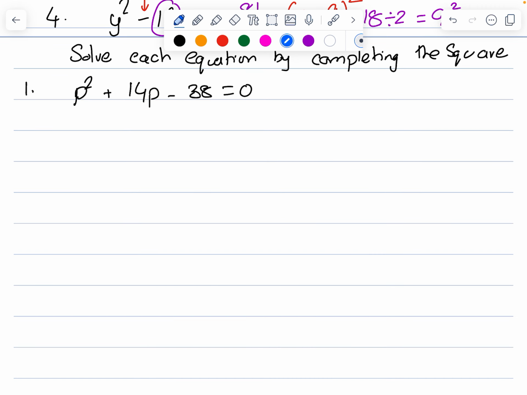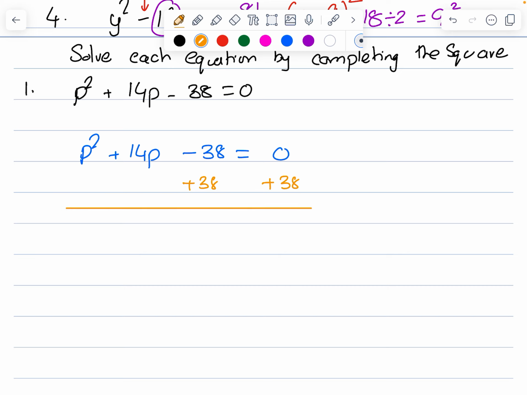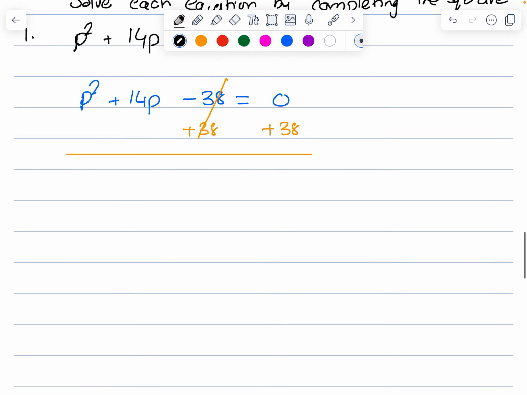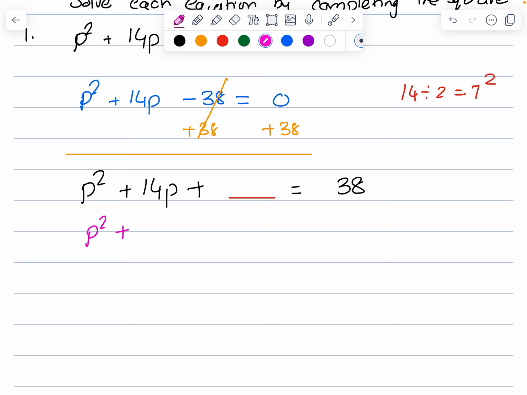So how does the solution go? P square plus 14p minus 38 equals 0. So add 38 on both sides. First move the constant to the other side. So it becomes p square plus 14p plus 0 equals 0 plus 38, which is 38. Now there is a blank. Just now we have learned what that blank should be. How do I find that blank? 14 divided by 2 is 7. 7 square is 49. So add 49 on both sides. P square plus 14p plus 49 equals 38 plus 49.